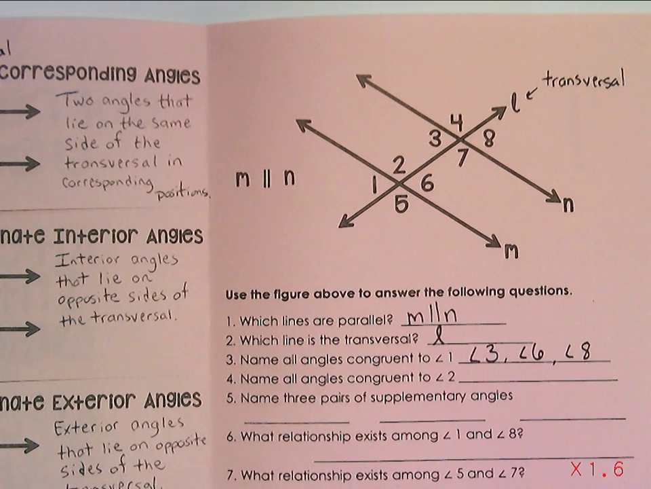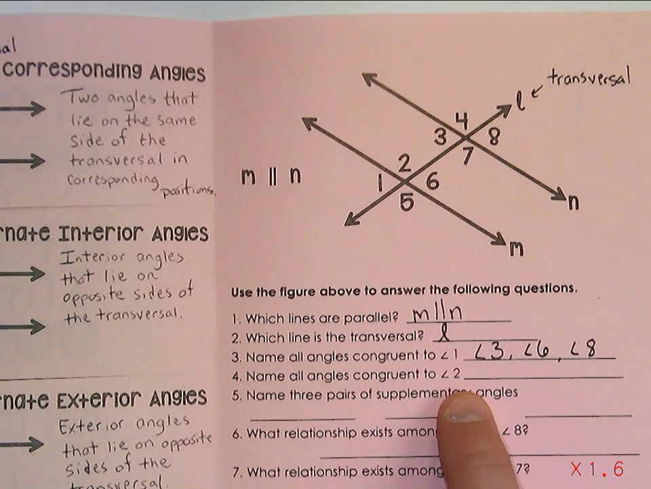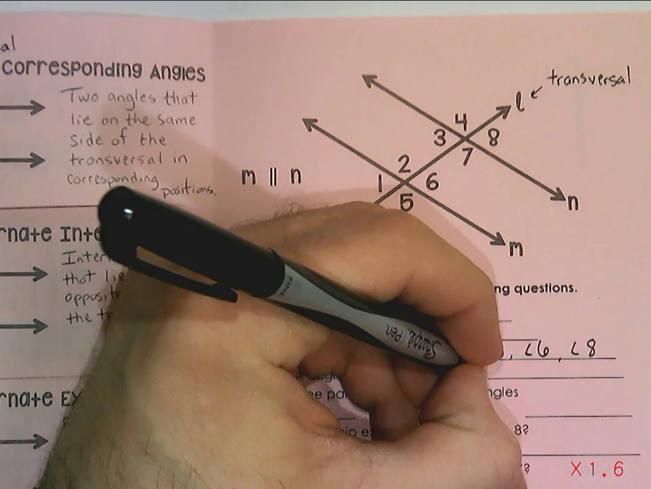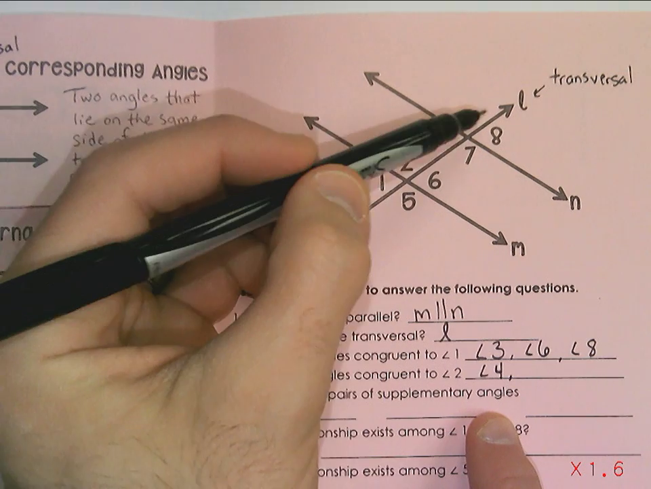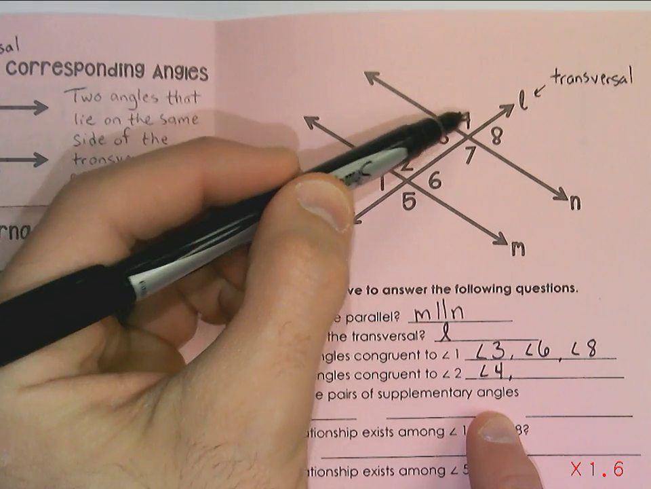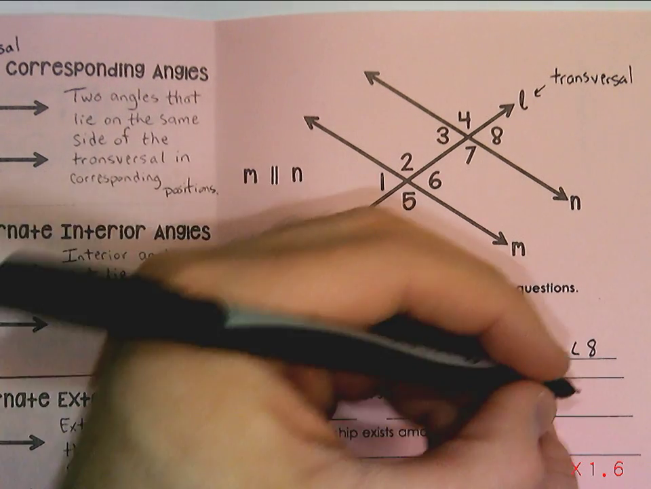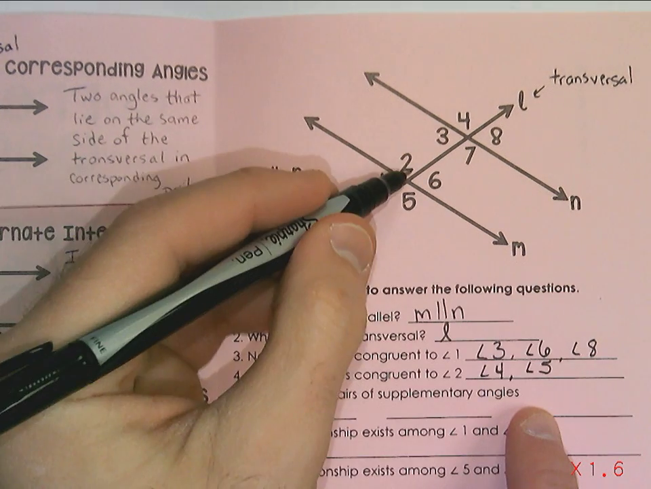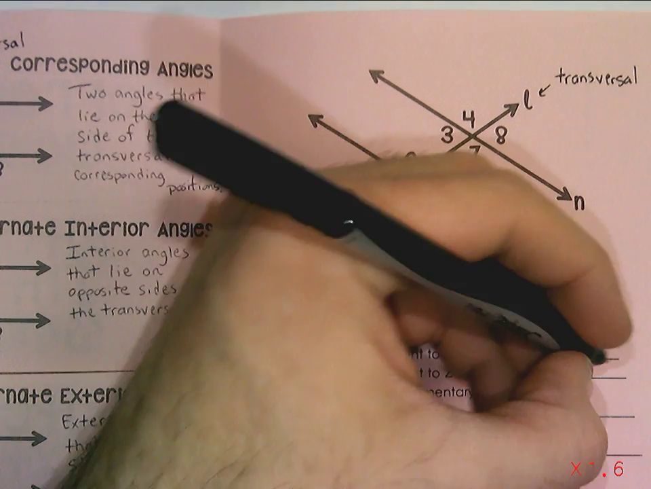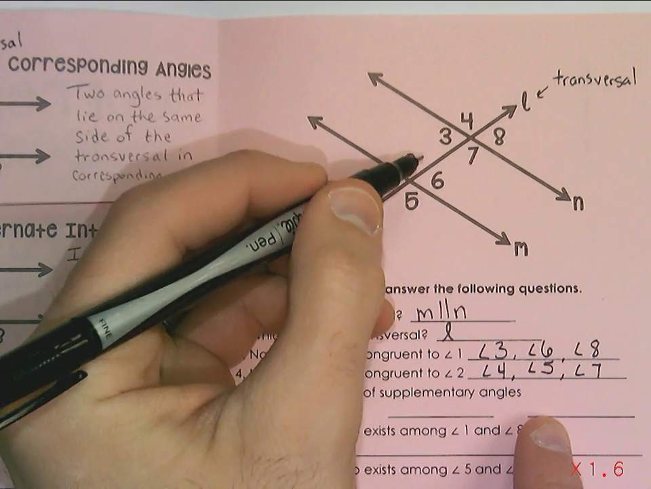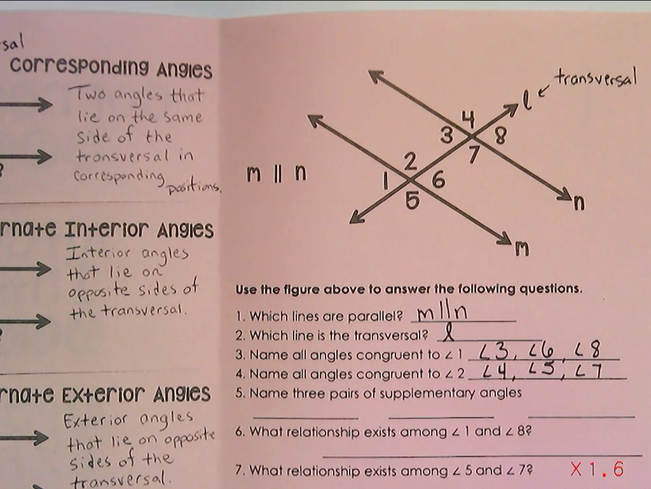Okay, then let's name all the angles that are congruent to angle 2, and those angles would be angle 4. Since this transversal cuts them at the same angle, these are going to be the same measurement. The next one that would be congruent is angle 5. That's a vertical angle, which we'll talk about here in a little bit in our next foldable. And angle 7, which is an alternate interior angle. And those have the same measurement. They're congruent to each other.